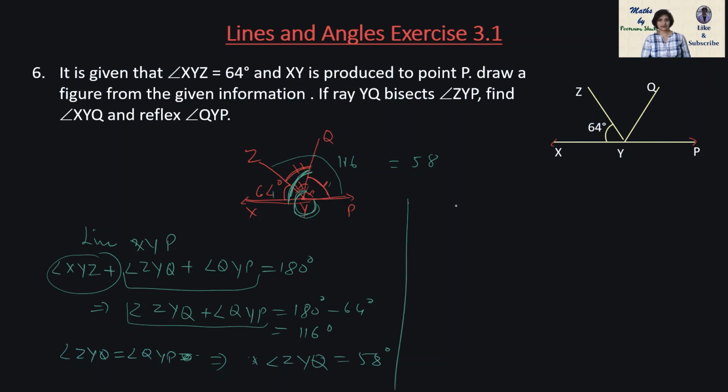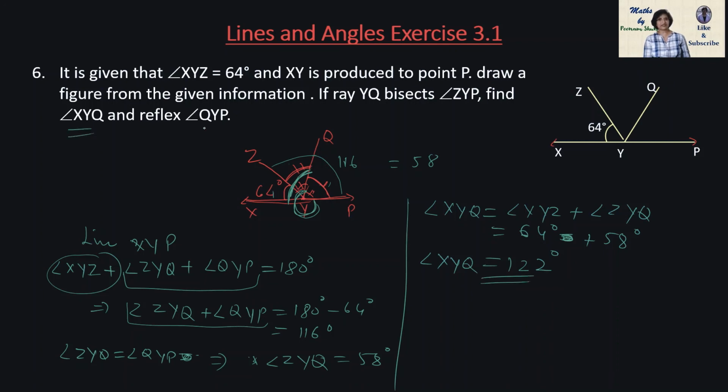So now to find angle XYQ equals angle XYZ plus angle ZYQ. Angle XYZ is 64, which is given, and this we have found out as 58. So 64 plus 58 gives 122 degrees. Angle XYQ equals 122 degrees. One answer we got, XYQ.